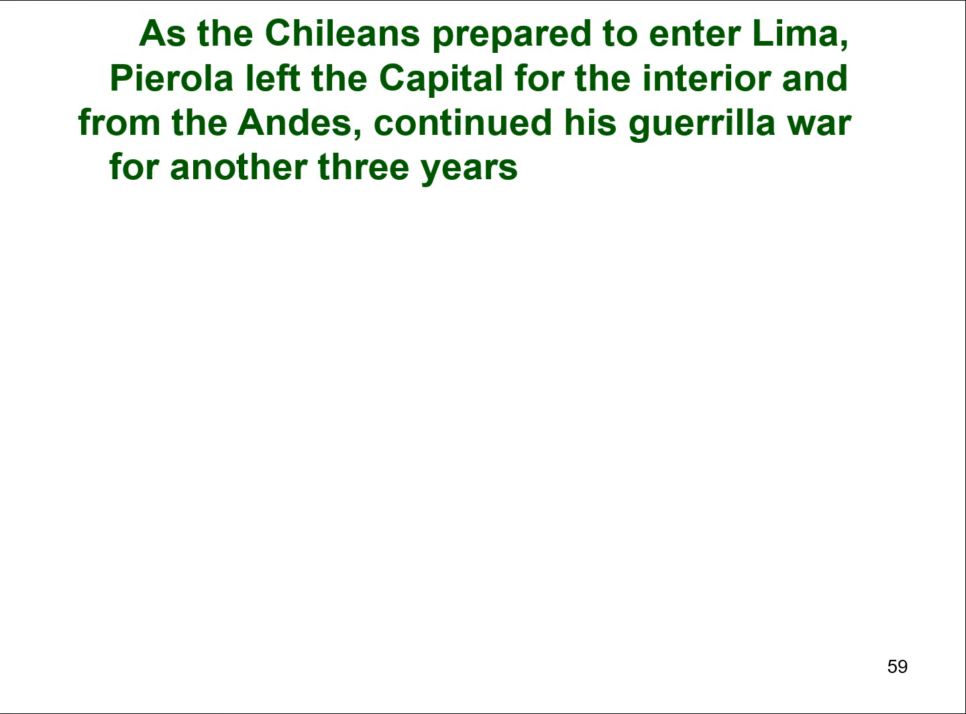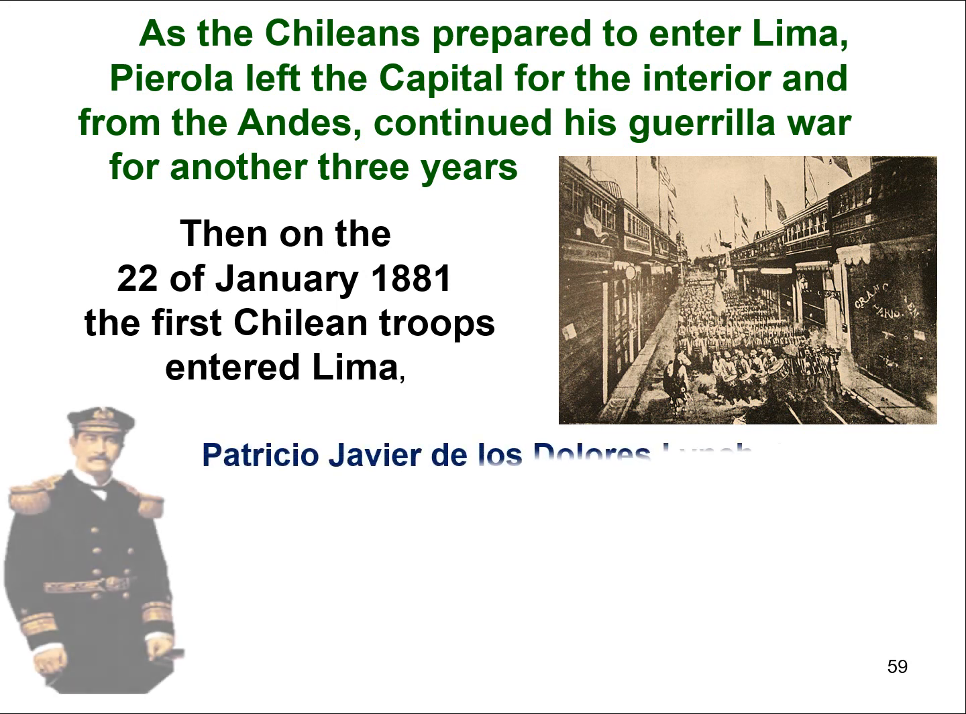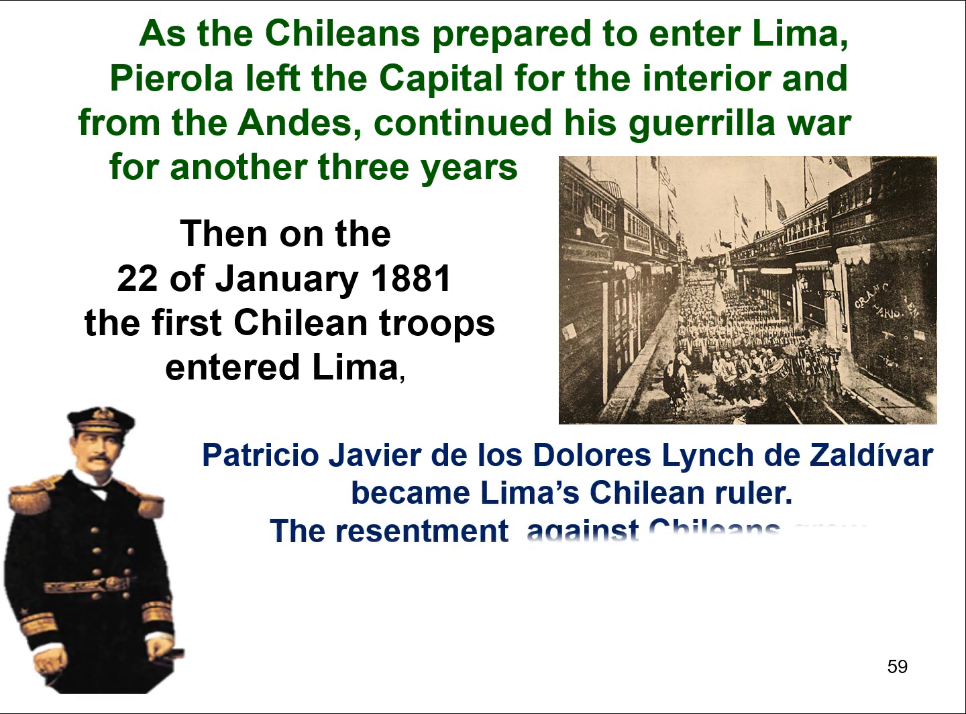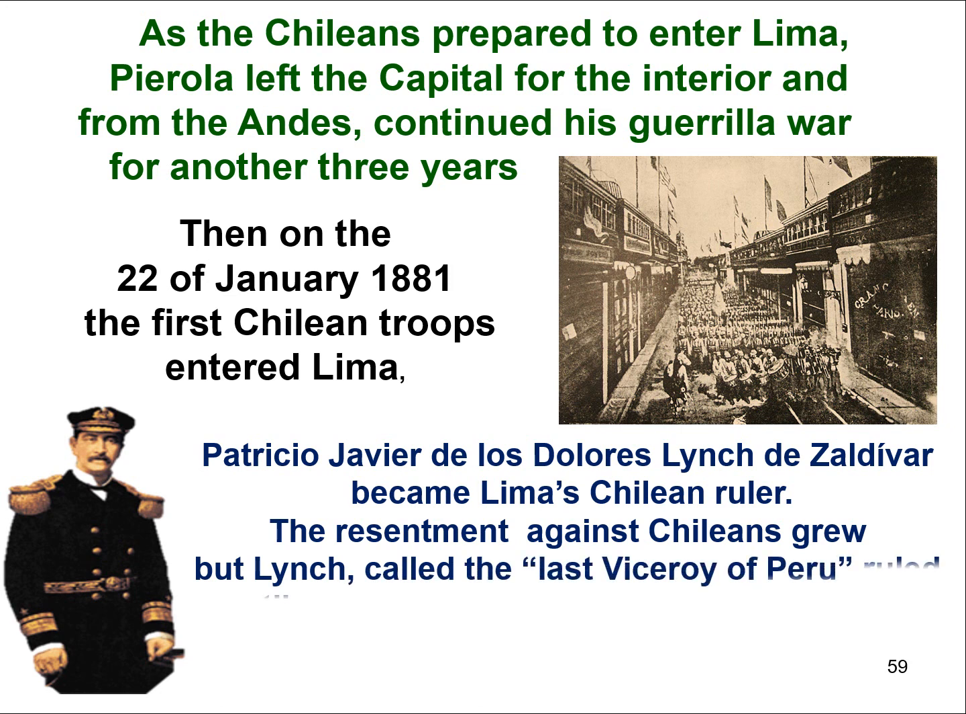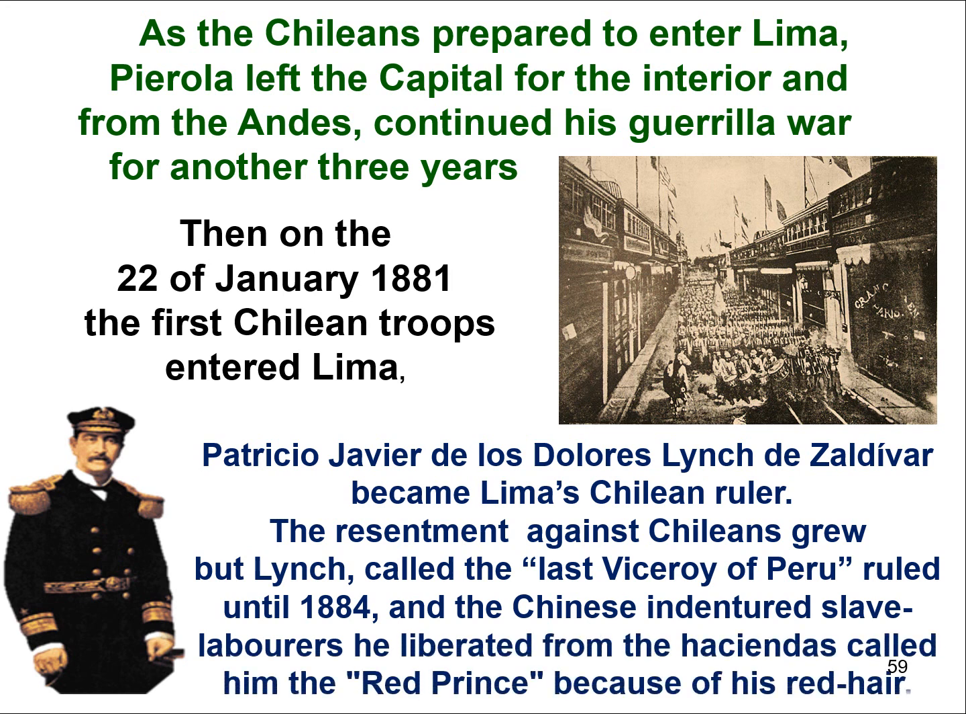As the Chilean army prepared to enter Lima, Nicolas Pierola left the capital for the interior, and from the Andes continued his guerrilla war for another 3 years. Then, on the 22nd of January 1881, the first Chilean troops entered Lima. Patricio Javier de los Dolores Lynch de Saldívar became Lima's Chilean ruler. The resentment against Chileans grew, but Lynch, called the last viceroy of Peru, ruled until 1884, and the Chinese indentured slave laborers he liberated from their haciendas called him the Red Prince because of his red hair.